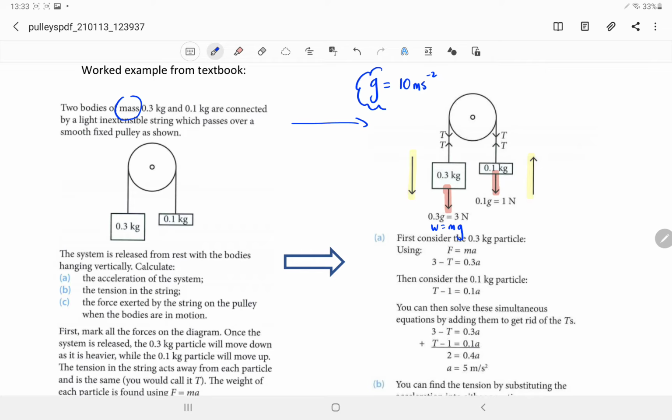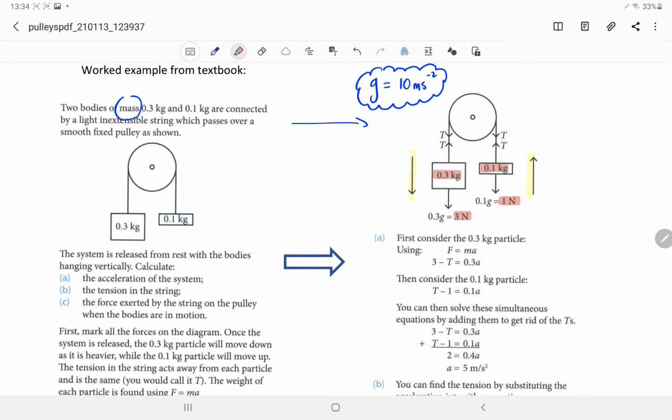So for all of these questions, and you've been using 10 for all of these questions, we're going to have the weight acting downwards, W equals mg. So you're going to multiply 0.3 by 10 and 0.1 by 10. So rubbing this all out, can you see that 0.3 kilograms becomes 3 newtons because we're multiplying by 10. 0.1 kilograms becomes 1 newton because we're multiplying by 10. So those are the forces acting down due to gravity.